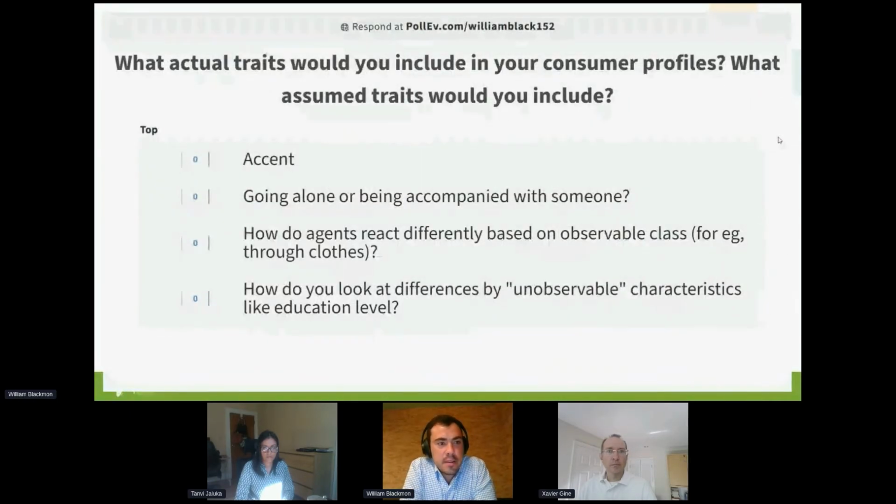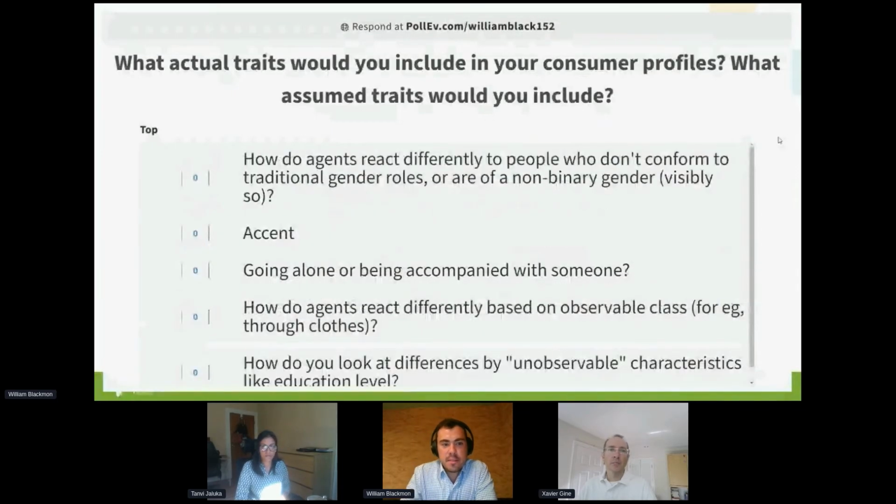So I see from the audience things like accents, yes, and even you can imagine language, ethnicity. This is definitely something that could be of interest. Exploring any discrimination that goes along with that. How do agents react differently to people who don't conform to traditional gender roles or non-binary gender, visibly so? Yes, this is a natural extension to our very binary gender analysis that we're focused on.